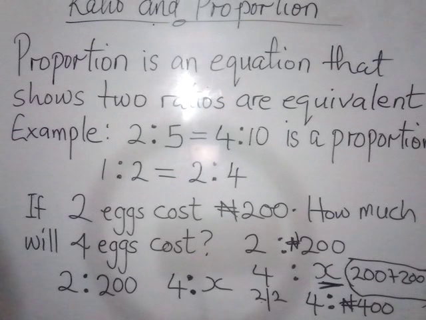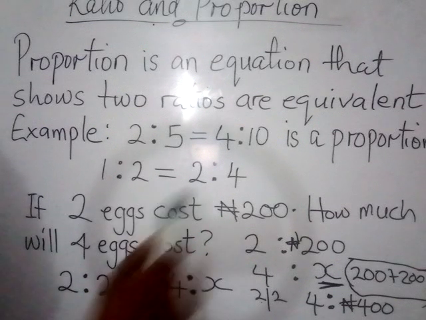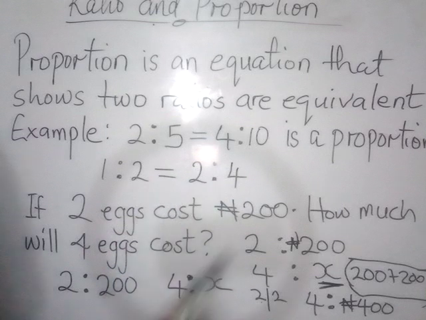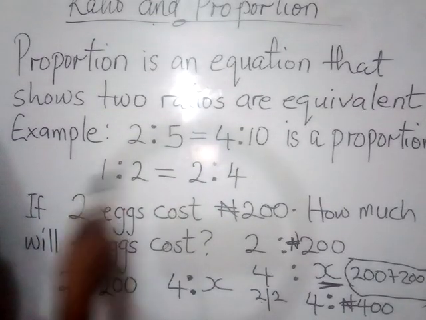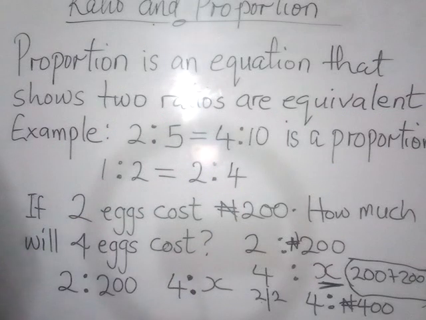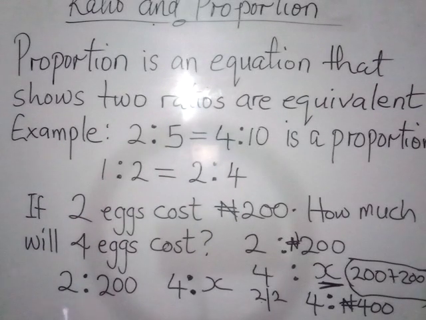So when we talk about proportion, proportion is used to tell us that 2 ratios are equivalent. But in using it in proportion, something is always missing from one of the 2 sets. But the knowledge now that the 2 of them are equivalent will help you to find whatever it is that is missing.